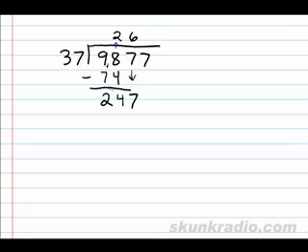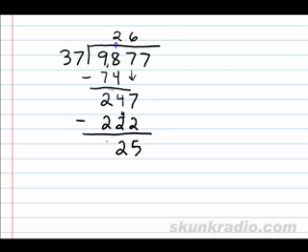6 times 7 is 42. I'm going to carry the 4. 6 times 3 is 18, plus 4 is 22. Okay, so that's good. Now I'm going to draw a line under it and subtract. 7 minus 2 is 5. 4 minus 2 is 2. And 2 minus 2 is 0. I don't need to write the 0 down there. It just gets confusing. Now the last step, I'm going to bring this final number straight down, and it's going to be written right here. Now I ask myself the same question. How many times will 37 go into 257?